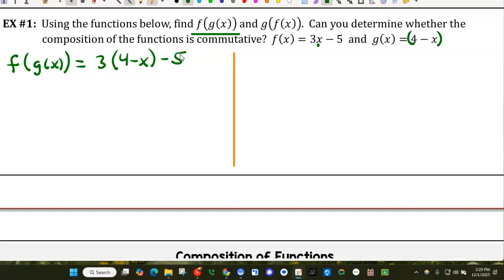Now simplify as much as possible, doing whatever algebra you know. We can distribute and combine like terms. We get negative 3x, and 12 minus 5 is 7. If you wrote 7 minus 3x, that's fine too.